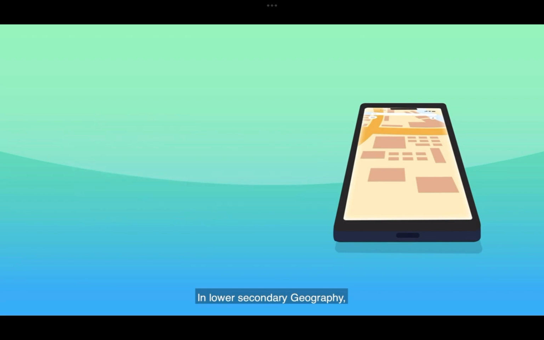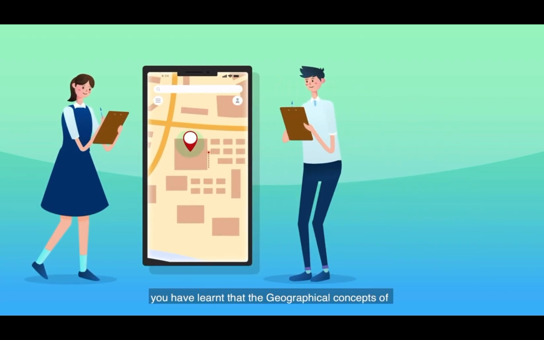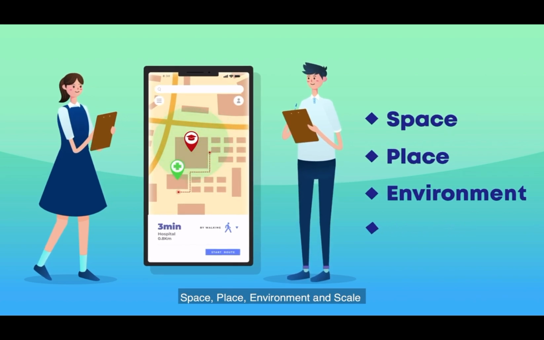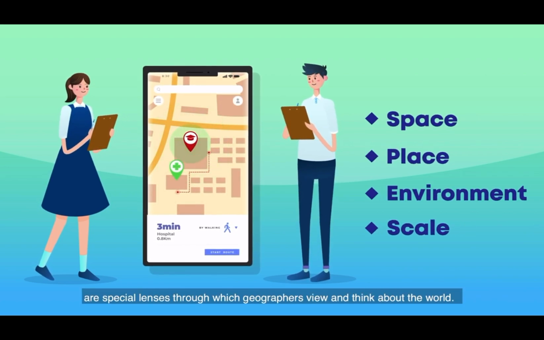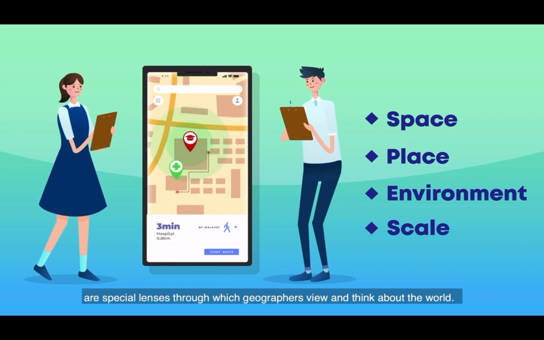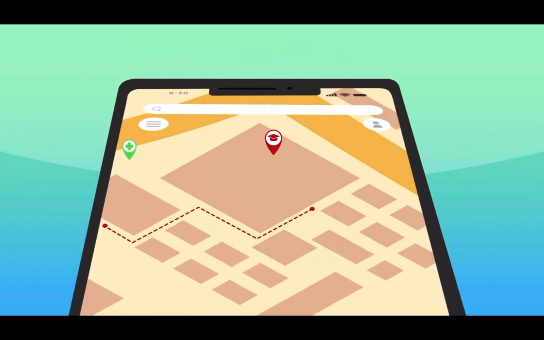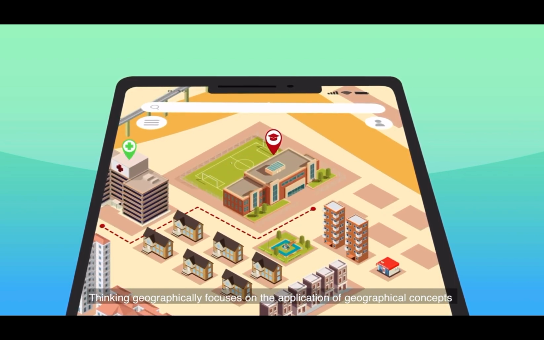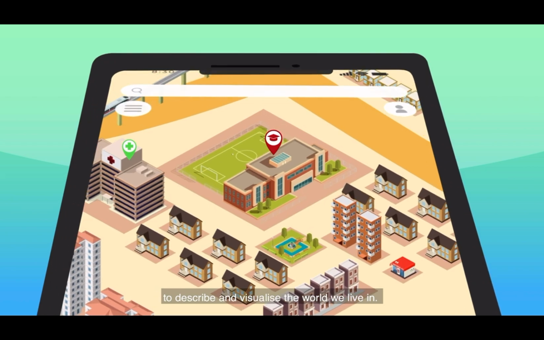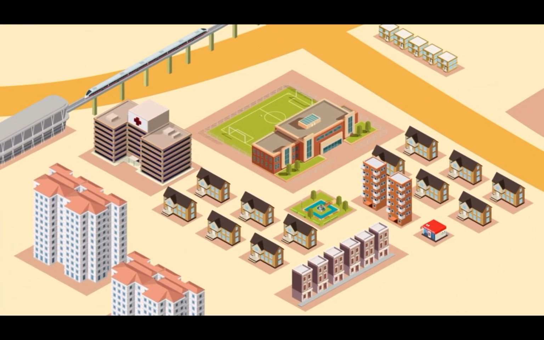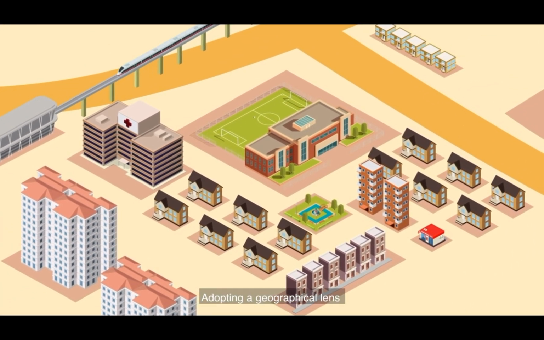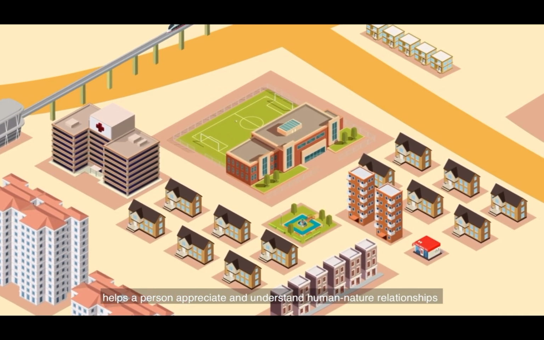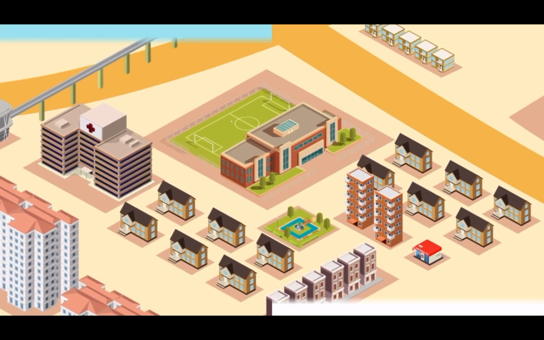In lower secondary geography, you have learned that the geographical concepts of space, place, environment, and scale are special lenses through which geographers view and think about the world. Thinking geographically focuses on the application of geographical concepts to describe and visualize the world we live in. Adopting a geographical lens helps a person appreciate and understand human-nature relationships and interconnections.